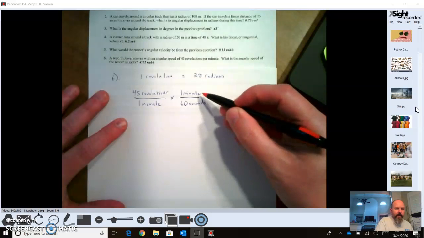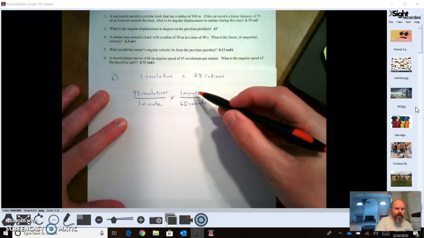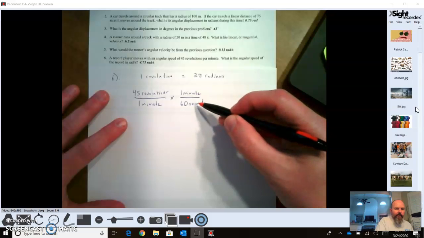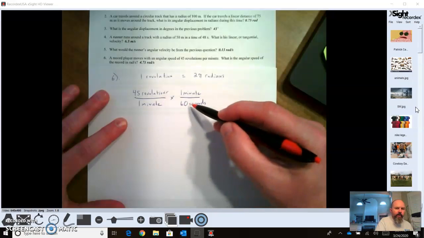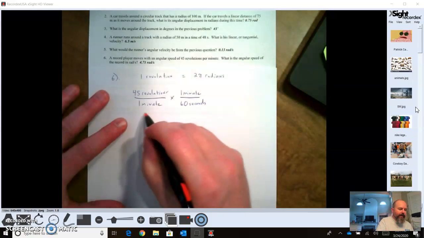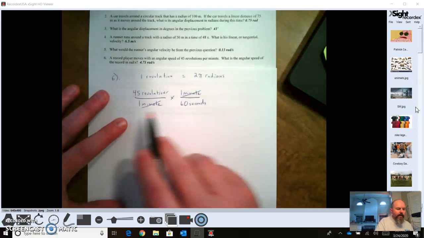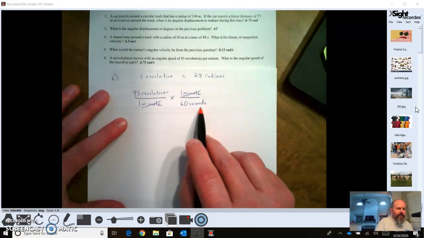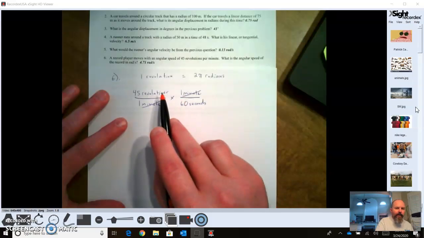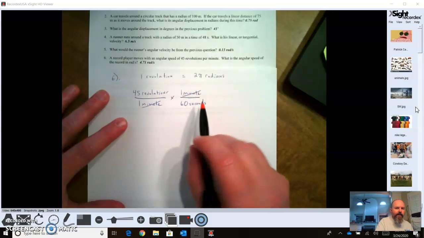That's the same thing on the top and the bottom, and if you have something divided by the same thing, you get the answer of 1. Which means if I multiply this by 1, I don't change my answer, but I change my units. So I can get rid of minutes. Now I've got 45 revolutions in 60 seconds. Not there yet. I don't want revolutions, I want this in radians per second.